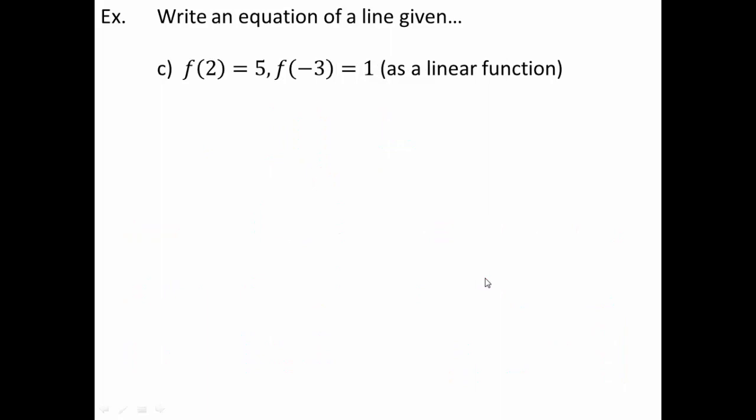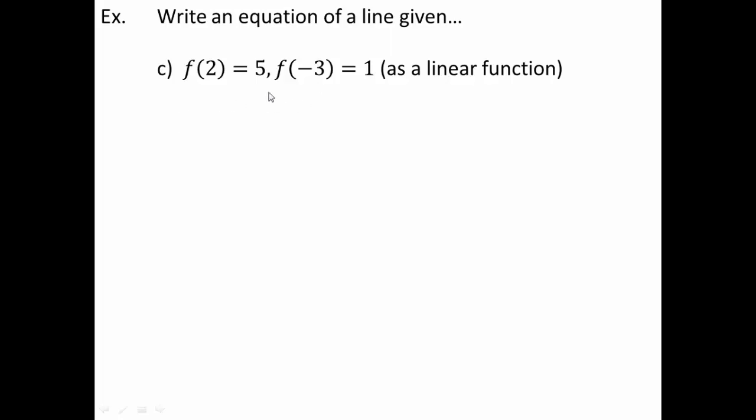All right, let's try it again. This time I want to write a linear function, but keep in mind what I said about linear functions. Linear functions are the same thing as slope-intercept form. So in other words, I'm writing y equals mx plus b, but instead of saying y equals, I'm going to say f of x equals. Since the directions say function, I'm going to use function notation in my final answer.